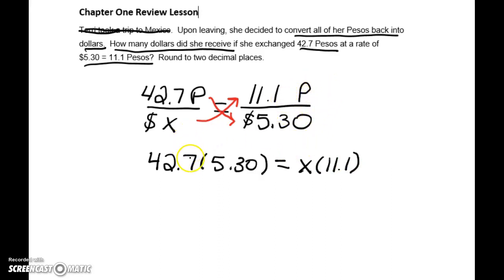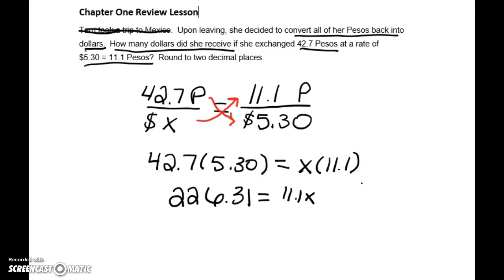From there, you're going to simplify both your left side and your right side. So we can put this into our calculator. It's 42.7 times 5.30. And what your calculator should give you is 226.31. And then that's equal to x times 11.1. The proper way to write that mathematically is 11.1, and then x goes to the right. I'm sorry, I should say 226.31.